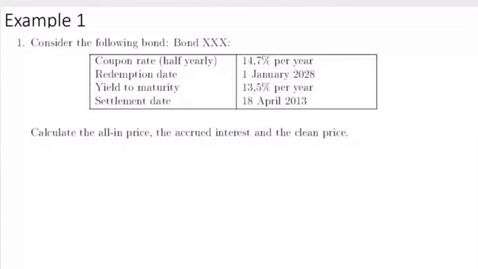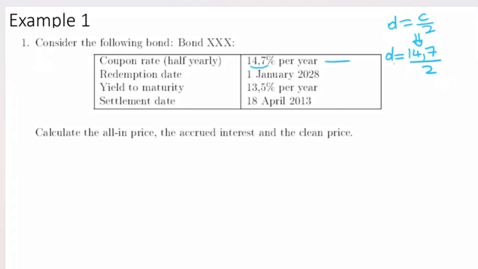Okay, so now let us look at what you are given. It's a bond of whatever. You are told that the coupon rate, half yearly, is 14.7% per year. Write everything down. What does it suggest? That means your D is equal to your coupon, which is 14.7. Be careful when you are writing your coupon half yearly. You write it as D, you use this formula, D is equal to C over 2. This is the formula that I'm using. And then you don't convert your 14.7 by multiplying or dividing by 100, as you would do with your interest rate. This is a coupon, and then you divide it by 2. That's what this is suggesting.